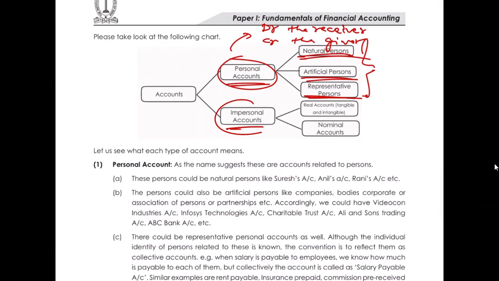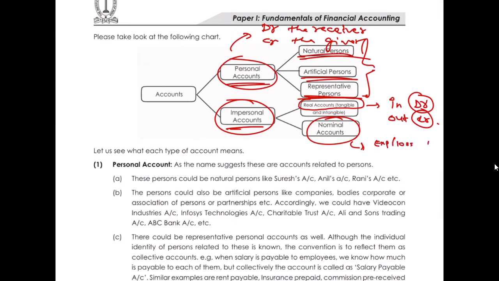Then we have the impersonal account, which has been classified into real accounts. For real accounts, whatever is coming in would be debited, and whatever is going out will be credited. And then we have the nominal accounts, where expenses or losses would be debited, and income or gains would be credited. Now everybody knows about this.